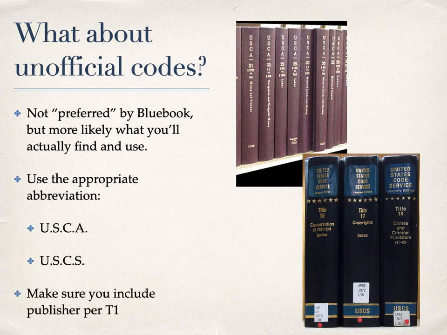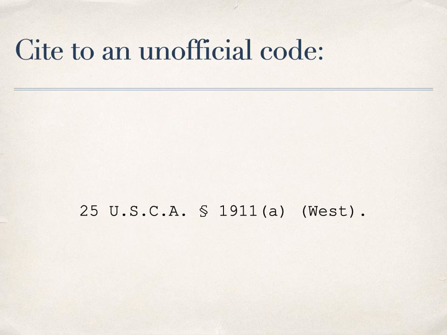As noted earlier, when citing to these unofficial codes, you do not need to include a date in the parenthetical, but you do need to include the publisher parenthetical. Again, you can find this publisher information by looking up your specific unofficial code in T1. If we had used the United States Code Annotated to produce our cite to Section 1911 of the Indian Child Welfare Act, our cite might have looked like this.